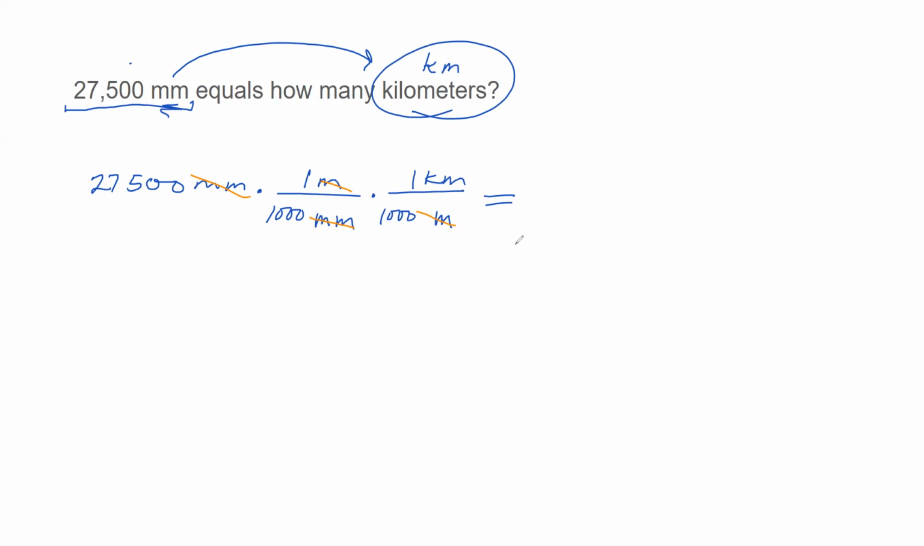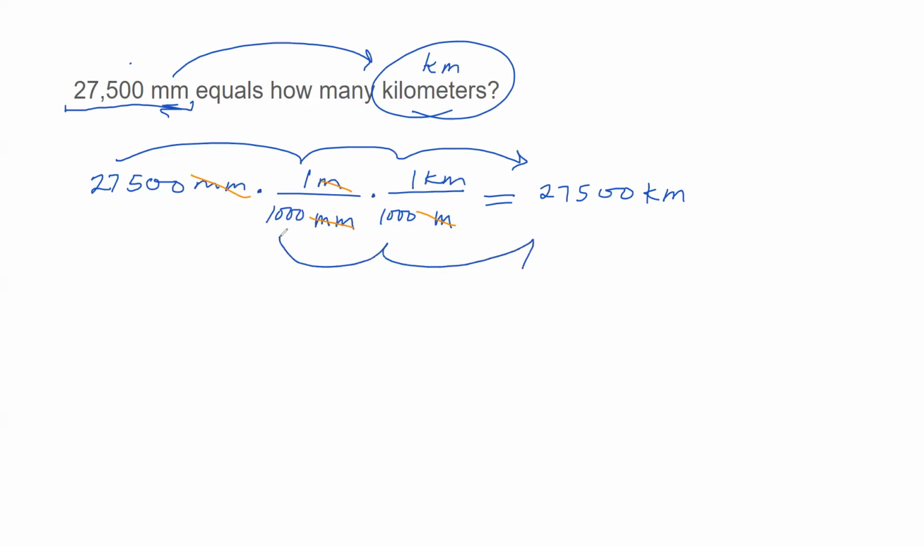Okay, so now I'm ready to just multiply across the top. Anything times 1 is still that same number, so 27,500. And kilometers is the only measure that I have left, which is exactly what I was trying to do. And then 1,000 times 1,000. You know that you can write the 1 and then write how many zeros that is, which is 6 zeros, which is 1,000,000.